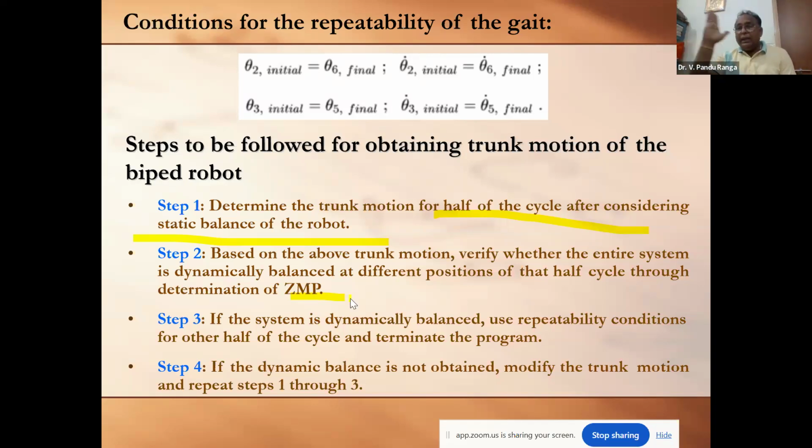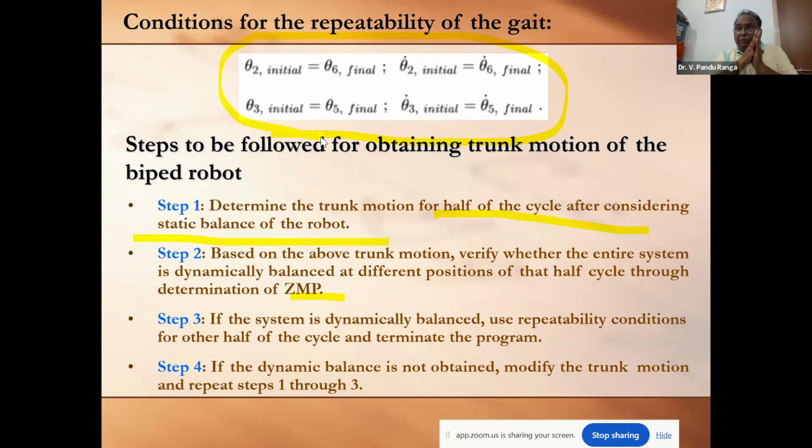So if it is so, then after half of the cycle, we try to follow the repeatability conditions which are mentioned here. If you observe the motion of a human being, when we start from one gait and reach the end of the gait of a particular cycle, the gait variation of the swing leg will be shifted to the stance leg, and the stance leg will be shifted to the swing leg. That is called the repeatability condition. By doing so, we will be ready for the next walking cycle without any difficulty or any break.